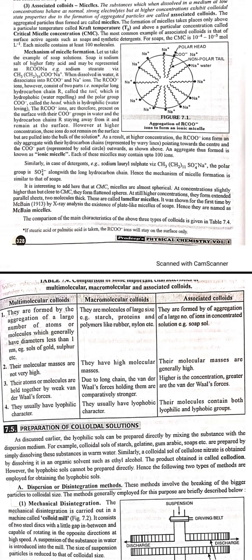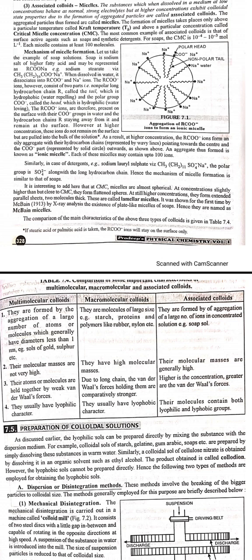An aggregate thus formed is known as ionic micelle. Each of these micelles may contain up to 100 ions. Similarly, in case of detergents, for example sodium lauryl sulfate, CH3(CH2)11 SO4 negative Na positive, the polar group is SO4 2 negative along with the long hydrocarbon chain. Hence, the mechanism of micelle formation is similar to that of soaps.